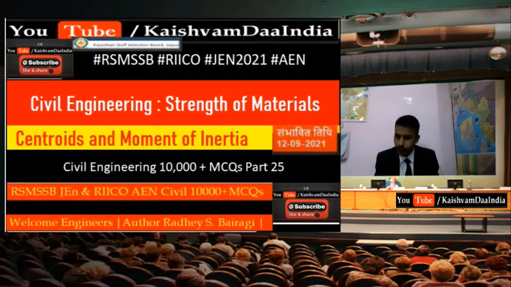Next question: the moment of inertia of a square of side d about the diagonal is what? It is d to the power 4 by 12, because the sides are d. Next, in an I section, the bending moment is resisted mainly by the flanges only.